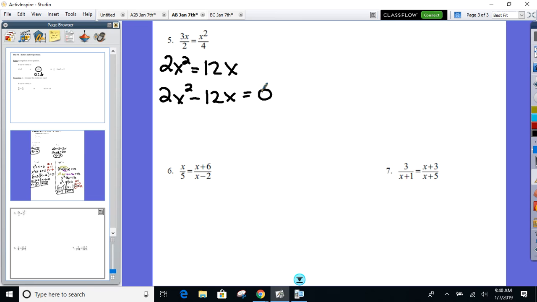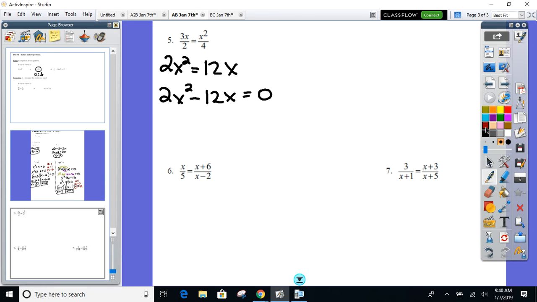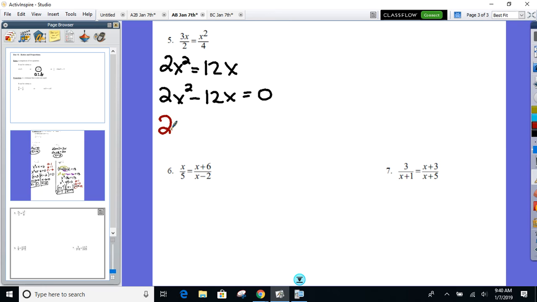I got a 2 and a 12 up there. Do they have anything in common that maybe I could pull out? Not even getting to the variables yet. I'm just talking 2 and 12. I could take out a 2. They have a 2 in common. And yes, they both have x. They have an x squared and an x. Which one has the lowest exponent? X, right? So not only can I take out a 2, but I can also take out an x.